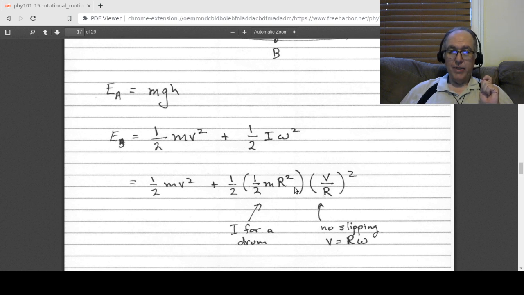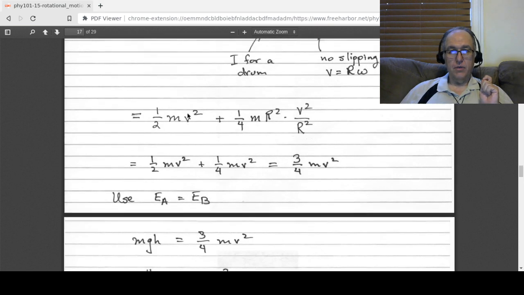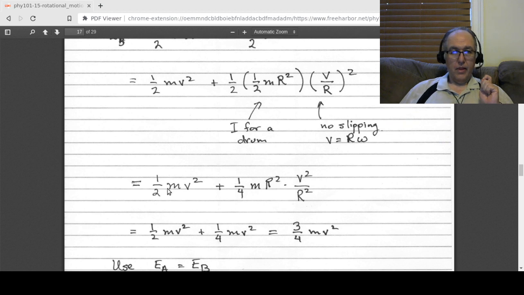All right, so now what? Well, now let's simplify this. Notice that that R squared is going to cancel that R squared there. And so this is going to turn into 1/2 mv squared, that's this term right here, and then we've got a half times a half, which is a quarter, m, and this is going to be v squared divided by R squared. The R squareds cancel. Collecting all the terms, we get 3/4 mv squared. So the energy can also be written as 3/4 mv squared, where v is the velocity of the center of mass at point B, at the bottom.